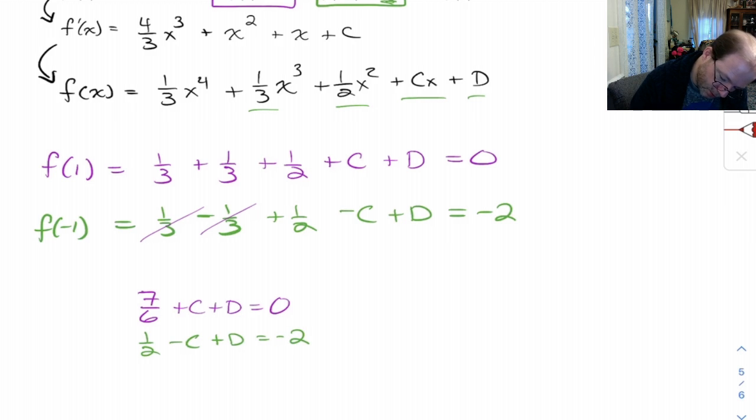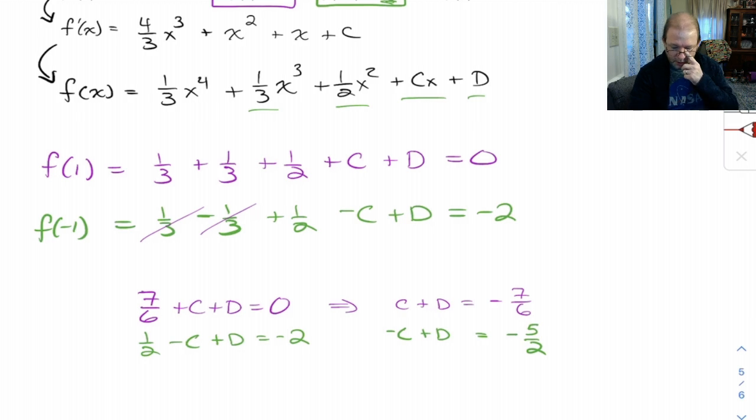All right. So this purple equation becomes c plus d equals minus 7/6. And the green equation is minus c plus d equals -2 plus 1/2, or no, minus 1/2. So it should give us that, right? Let's see, you got -2 minus 1/2. That's -4/2, -5/2. We're good.